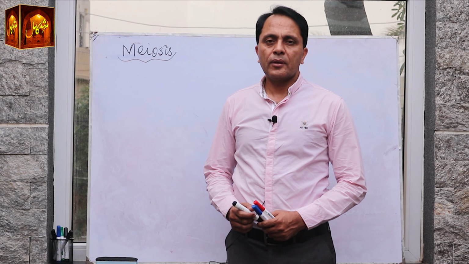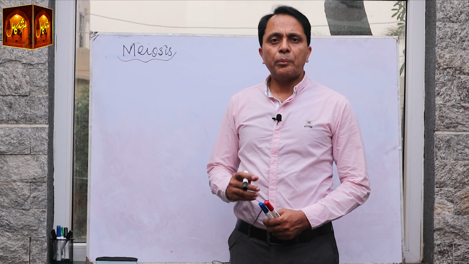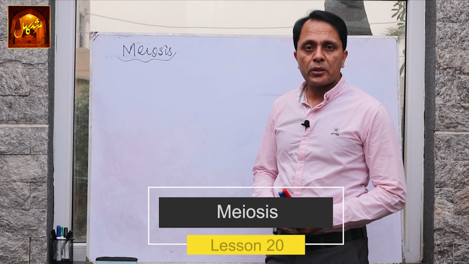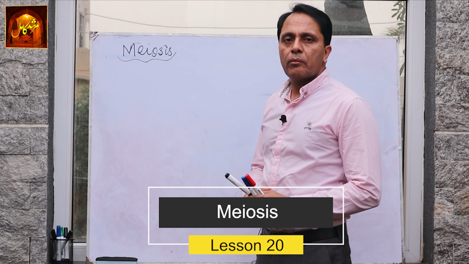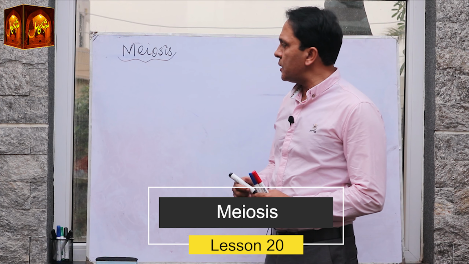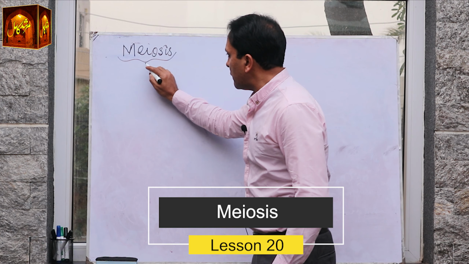Hello students, in our previous lesson we discussed the process of meiosis, and I told you meiosis is a process that occurs at the time of gametes formation in animals and spores formation in plants. So when we talk about the process of meiosis, this process is there actually for the formation of gametes. There are two types of gametes, the male gametes and female gametes.